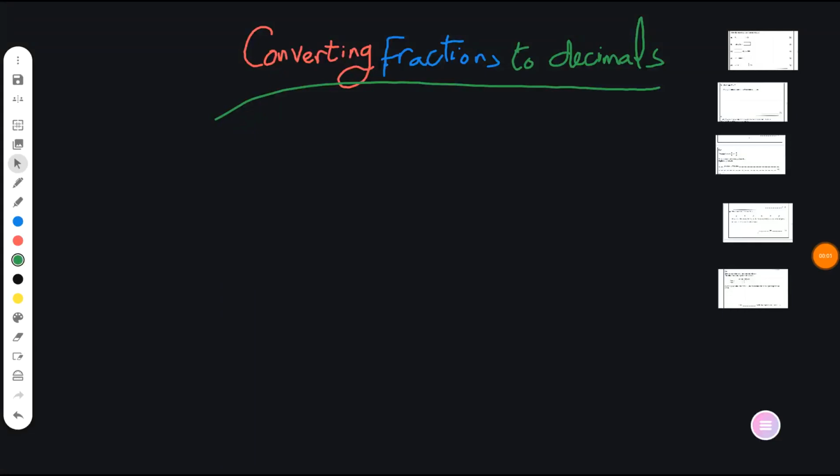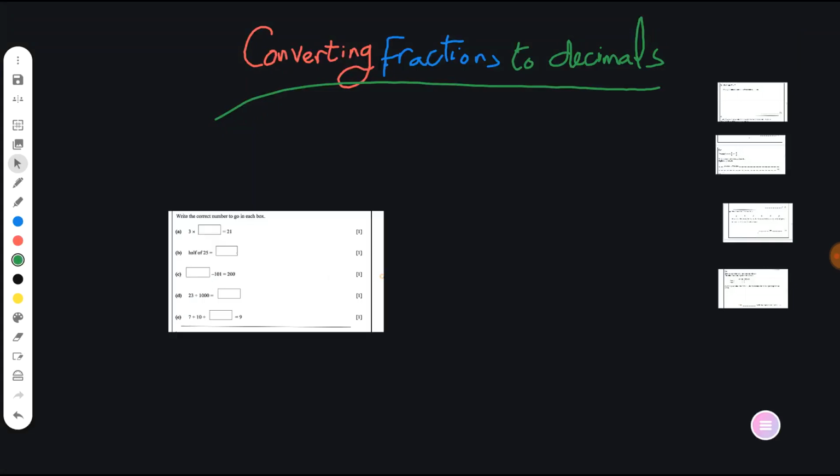Hello everyone. The lesson today is about converting fractions to decimals. And this is one of the most important and repeated equations in paper 1 and paper 2 at the same time. Okay? Okay, let's apply it directly.